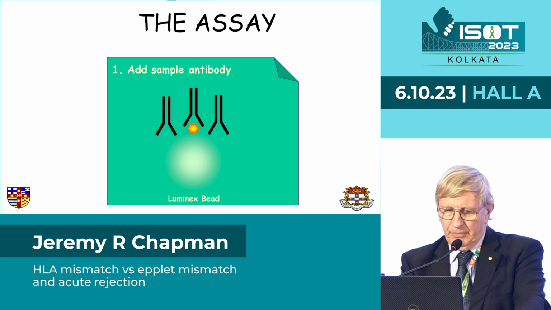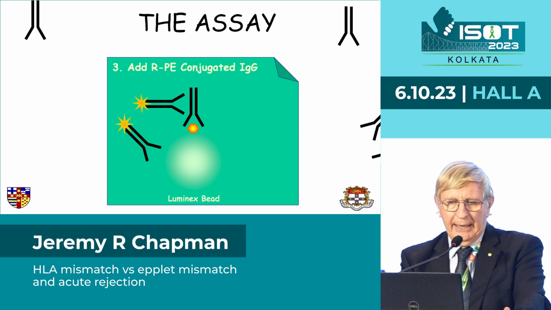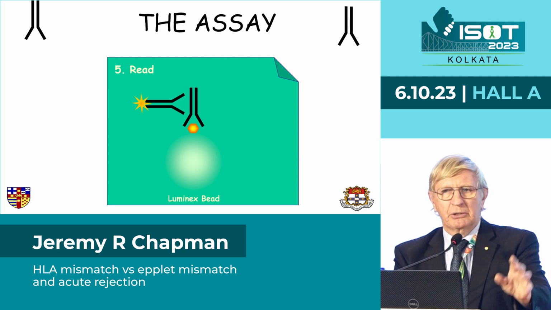And so you have a bead with an antigen adhered to it. You add antibody. You wash it off. The antibody sticks. You then add a conjugate with phycoerythrin. You wash that off, and now you're left with a labeled antibody that bound to your antigen. That's your Luminex test.